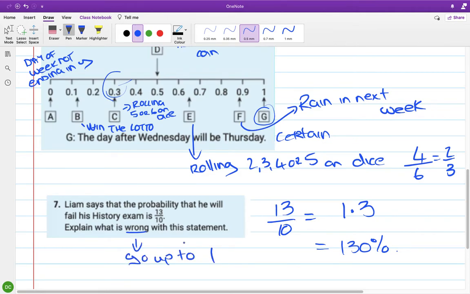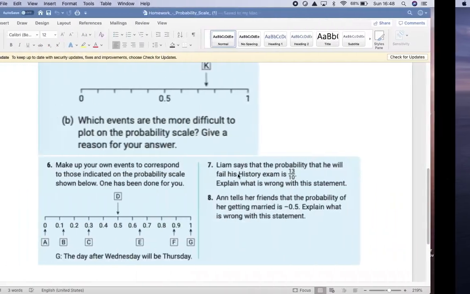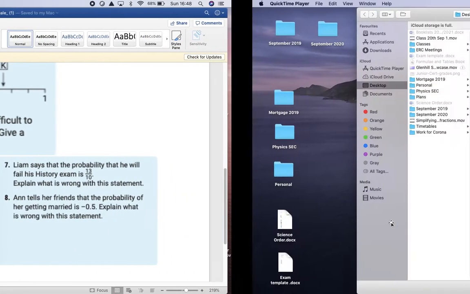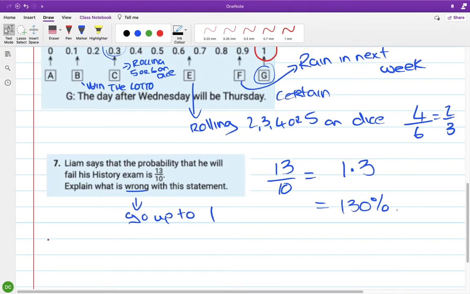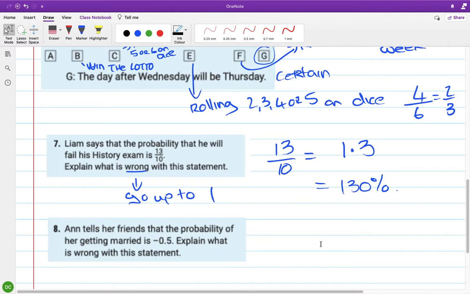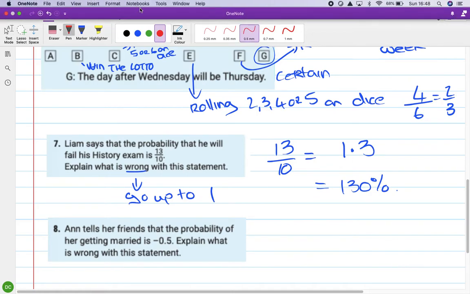The highest probability you can have, you can see it up here, is 1. It's not possible to go beyond 1. So that's what's wrong with his statement. And this is going to be a similar thing. For question 8, Anne tells her friend that the probability of her getting married is minus 0.5. Explain what is wrong with this statement.